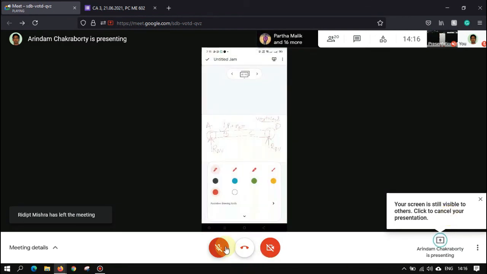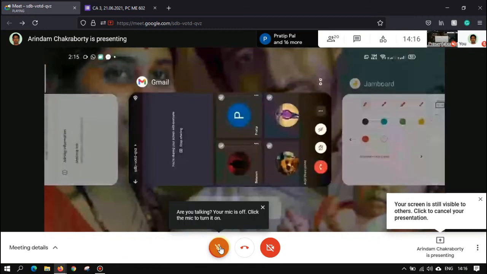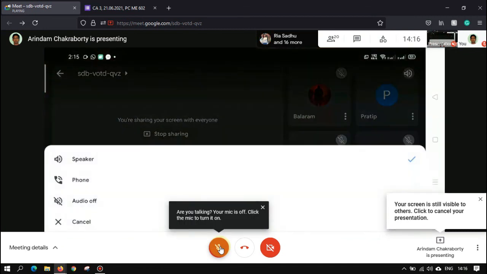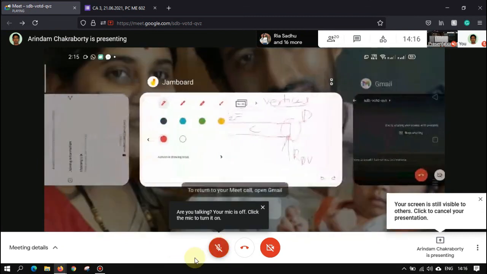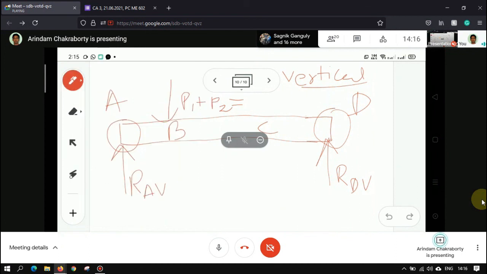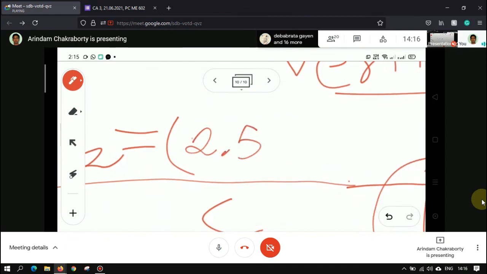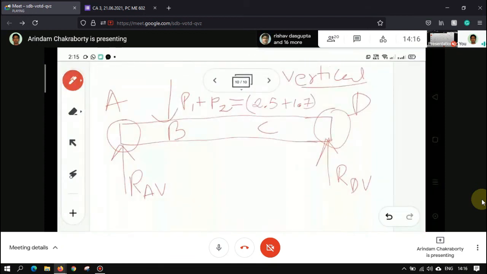So what we can do is that from here we can find some value, that is P1 plus P2. How much is P1, and how much is P2? We know that P1 is 2.5 plus 1.7. So this will give us a value near about 4.2.